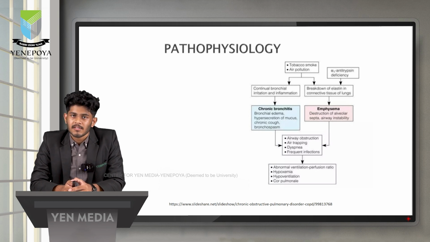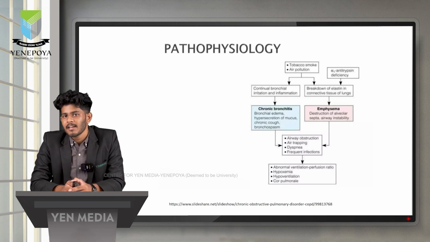These two conditions, chronic bronchitis and emphysema, will cause airway obstruction, air trapping, dyspnea, and frequent infection, which can finally lead to abnormal ventilation perfusion ratio, which means the air reaching and the blood reaching the alveoli would not be the same. This mismatch would cause inefficient gas exchange in the alveoli, also hypoxemia, also hypoventilation, which means inadequate breathing to maintain the oxygen demand.